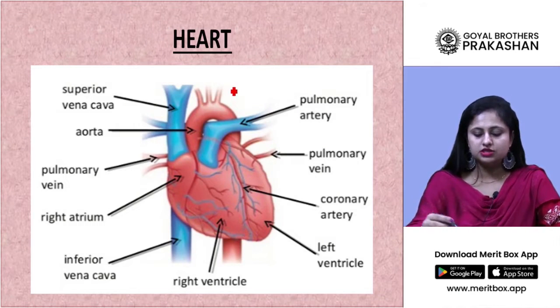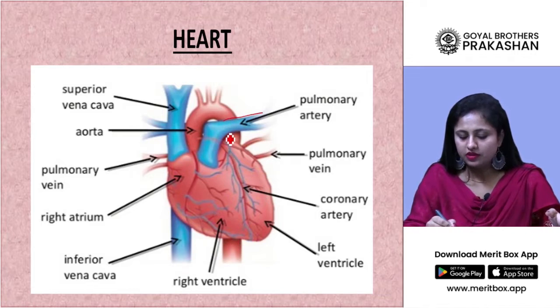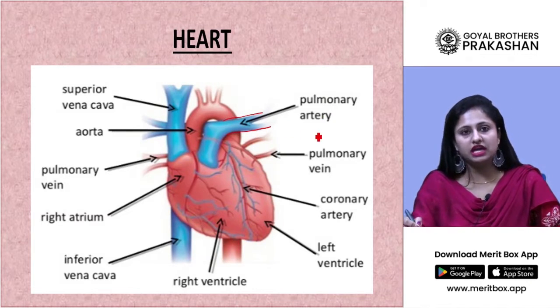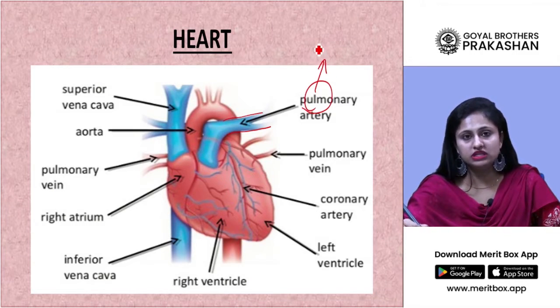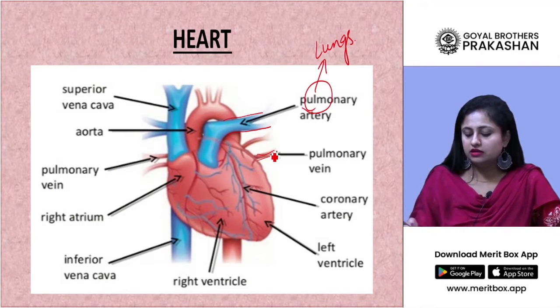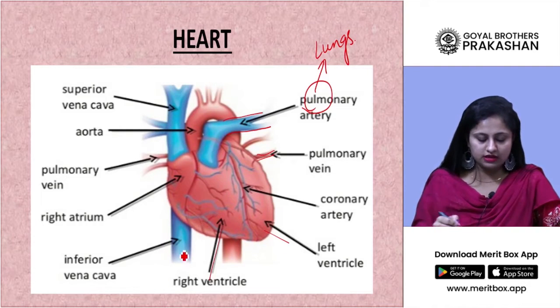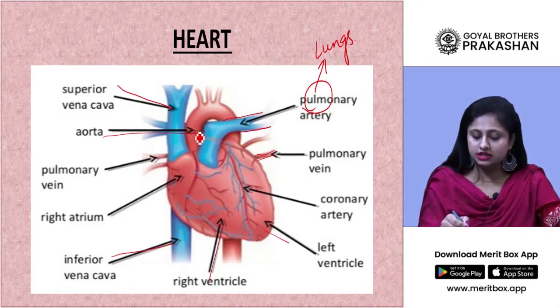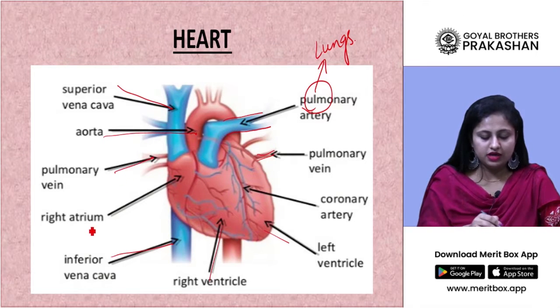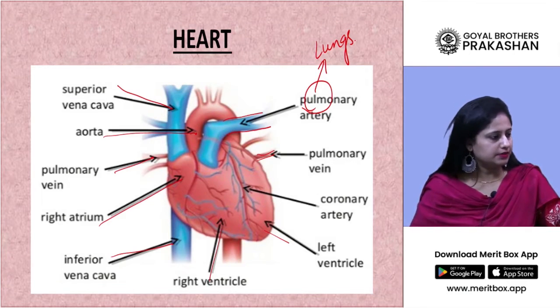First, heart. So our heart looks like this. Okay, so this blue artery, this is the pulmonary artery. Here the word pulmonary. So pulmo word is related to lungs, right? And this is pulmonary vein. This is coronary artery, left ventricle. This is right ventricle, inferior vena cava, superior vena cava, aorta, pulmonary vein, right atrium. We will discuss all these parts in detail later.